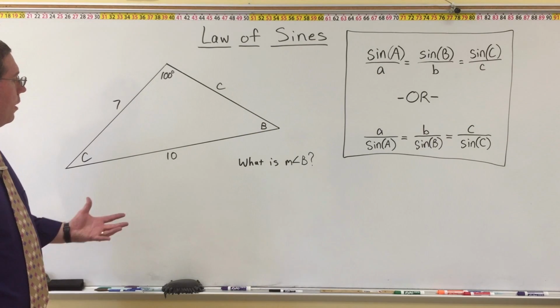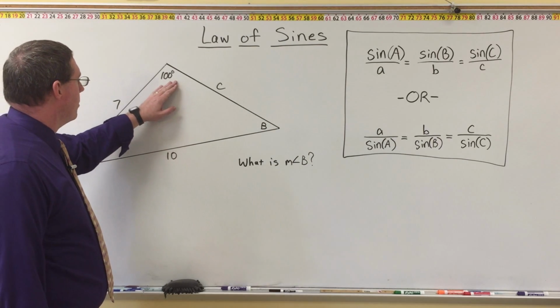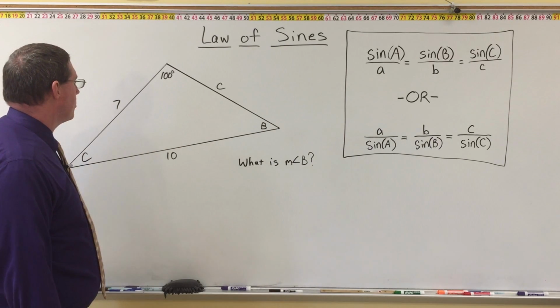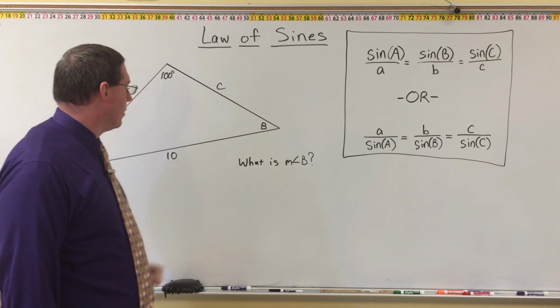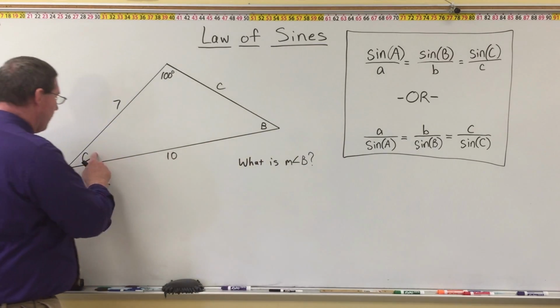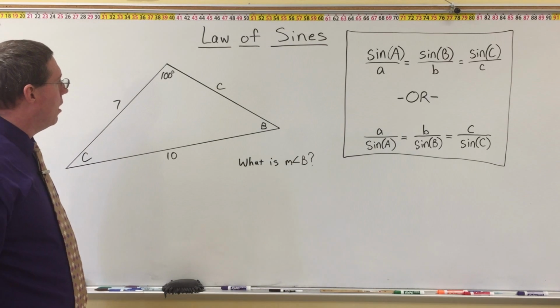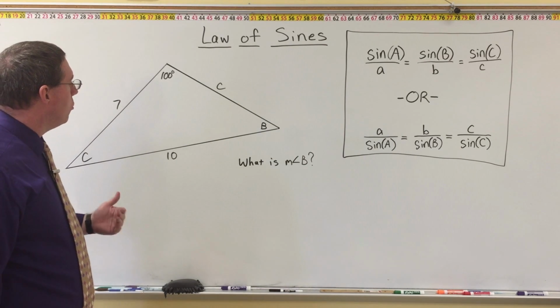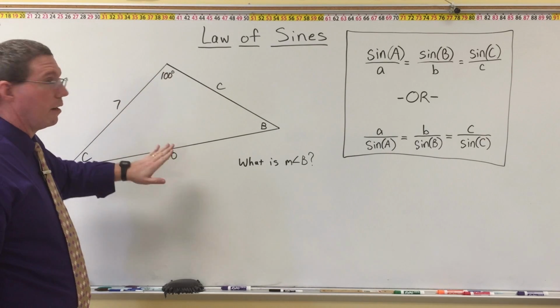All right. So I've gone ahead and filled in some numbers here. I put a 10 down here. I put 100 degrees up here in angle A. Side B has a measure of 7. And the question is, what is the measure of angle B right here? Okay. Now, once we know the measure of angle B, we can then determine the measure of angle C. We can find the length of side C, all kinds of fun stuff. Now, I want to warn you, to find the length of side C, we cannot use the Pythagorean theorem because this is not a right triangle.